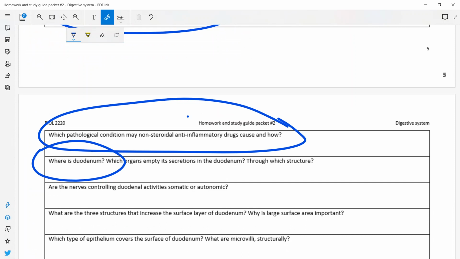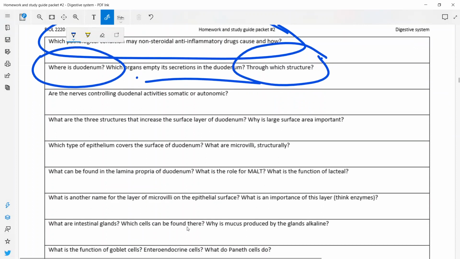Which organs empty secretions there? Secretions from the liver and pancreas. The gallbladder also empties in the duodenum. And the stomach empties in the duodenum. So essentially, stomach, gallbladder, liver, and pancreas all empty in the duodenum. Liver and pancreas empty through the hepatopancreatic ampulla. All duodenal activities are controlled by autonomic nerves.